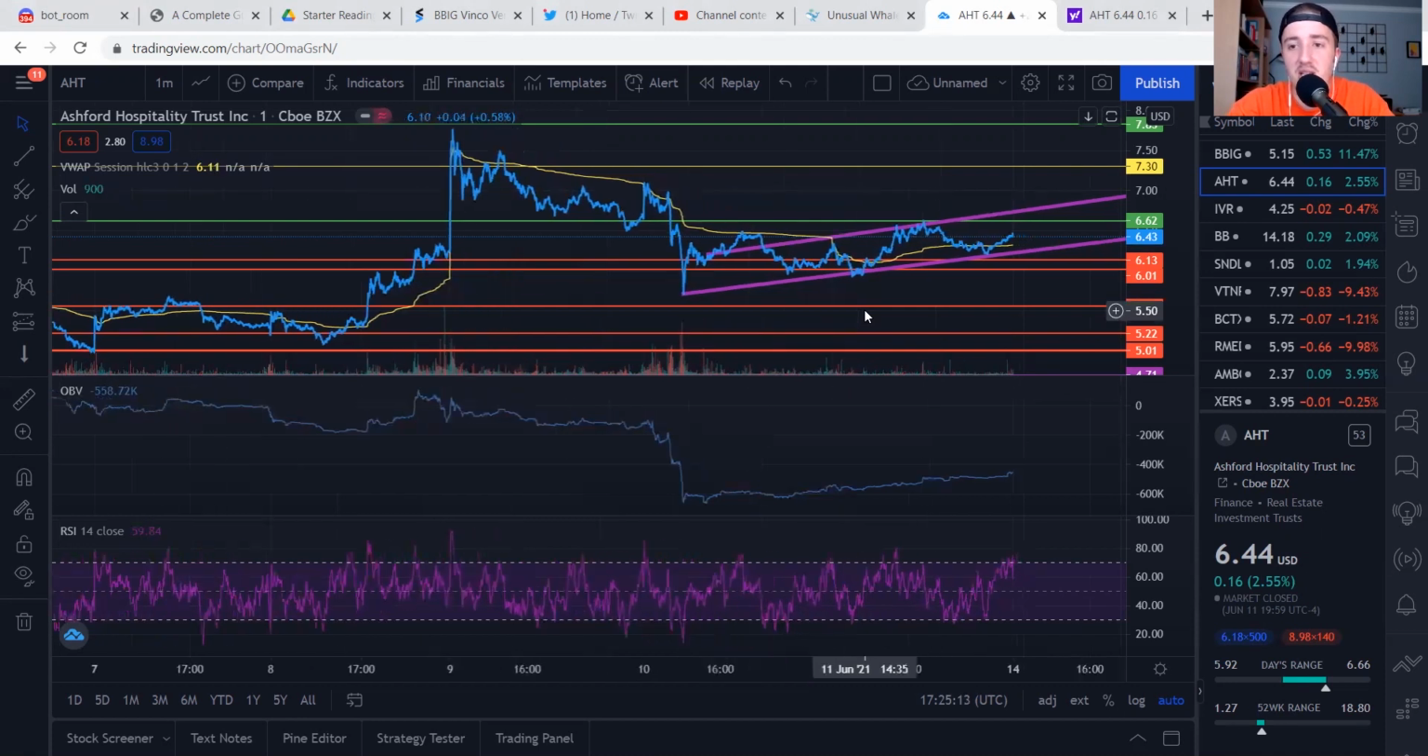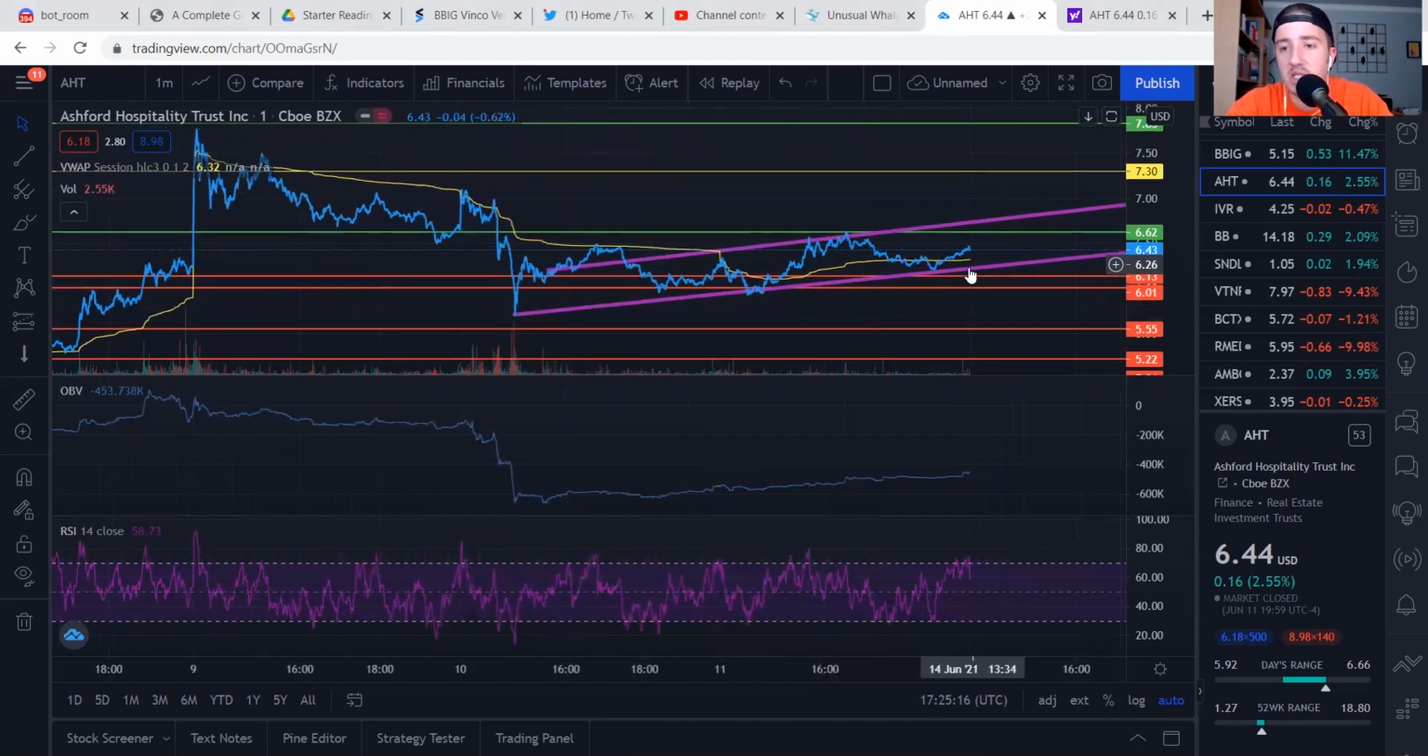But that being said, let's get into the indicators. So first one, as always, the VWAP. And as you guys can see, AHT did close above this yellow line here, which is the VWAP. And as a result, the bulls are in full control of tomorrow's trading session.